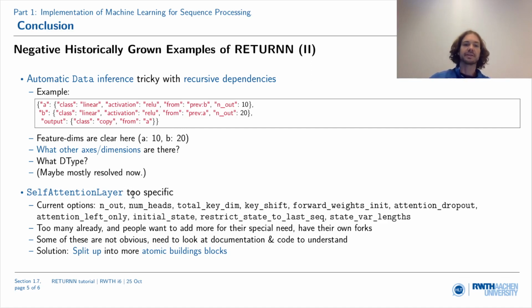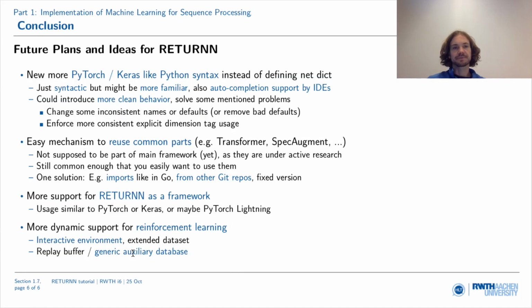The self-attention layer is another example. This has become too specific. For example, our current options are all these here. That are too many, at least to my taste, and still it's not generic enough. People want to add more for special needs. And also some of them, or most of them, are maybe not so obvious. These first three are maybe obvious, but all the others maybe not so much. And this is bad. This is something which we wanted to avoid. When you would use these, you would need to look at the documentation or the code to understand really what's happening there. A solution to that is to split it up into more atomic building blocks.